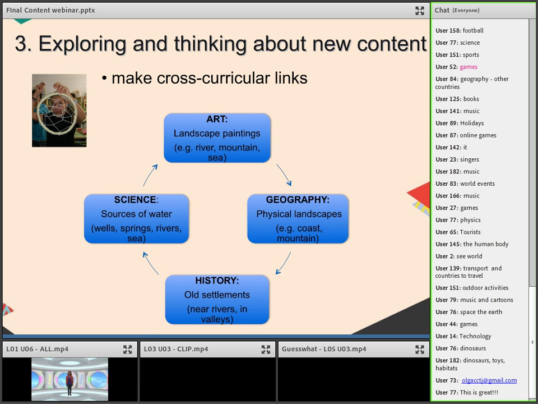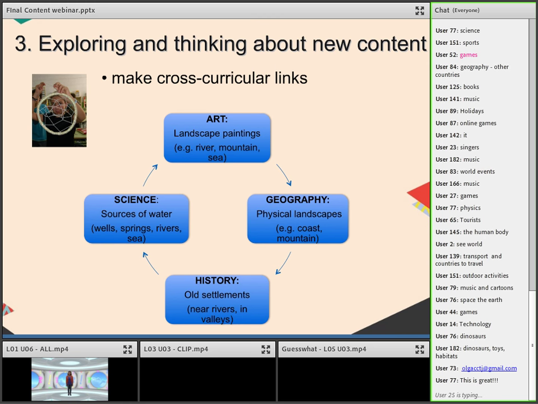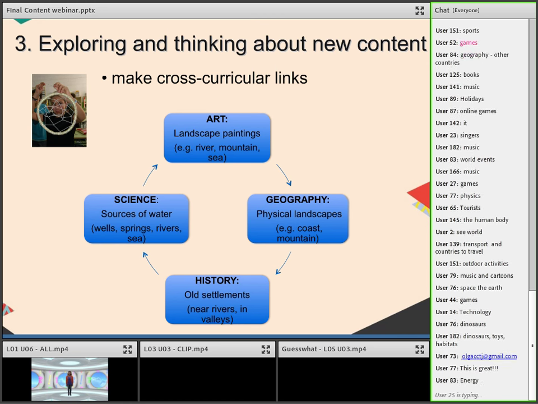So by making links between subject content, we help pupils understand how connected our world is. Subjects cannot be learned in isolation. They're very linked.